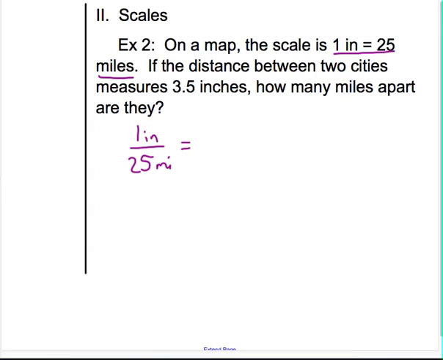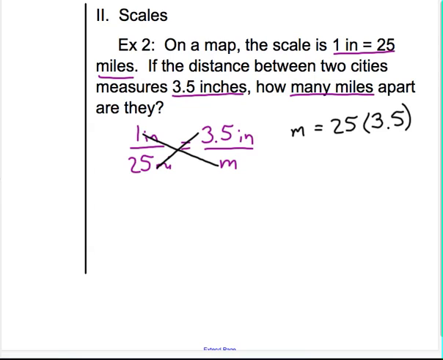The next thing I notice is the distance between two cities on the map is 3.5 inches. So that 3.5 inches is going to go in my numerator because inches went in the numerator in the first ratio. And the question is how many miles? So that's my variable. Miles goes in my denominator. So I'm going to cross multiply to solve. I'm going to drop my units when I cross multiply. So I've got 1 times m equals 25 times 3.5.